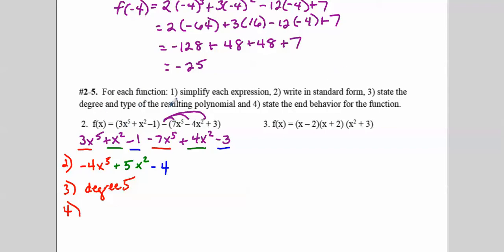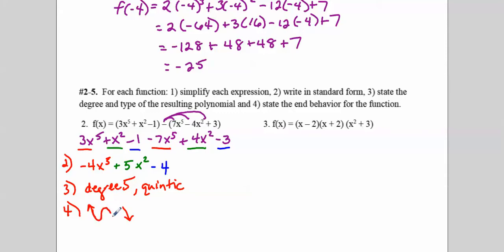State the degree and the type of resulting polynomial. So if it's degree 5, that makes it quintic. And state the end behavior. Because your lead term here is negative, that's telling you that the right side of the polynomial is going to go down. And because it's odd, that tells you that the ends don't match. So that means that the left side is going to go up. And of course, in the middle here, we'll have a few turns.